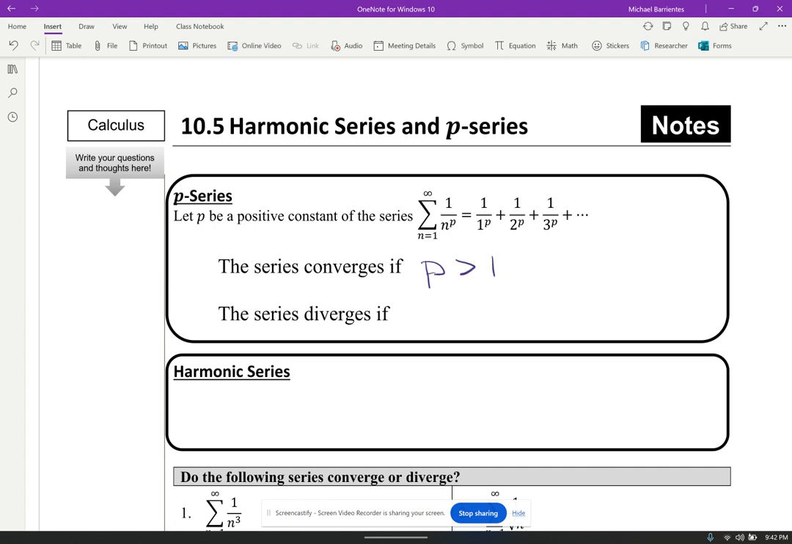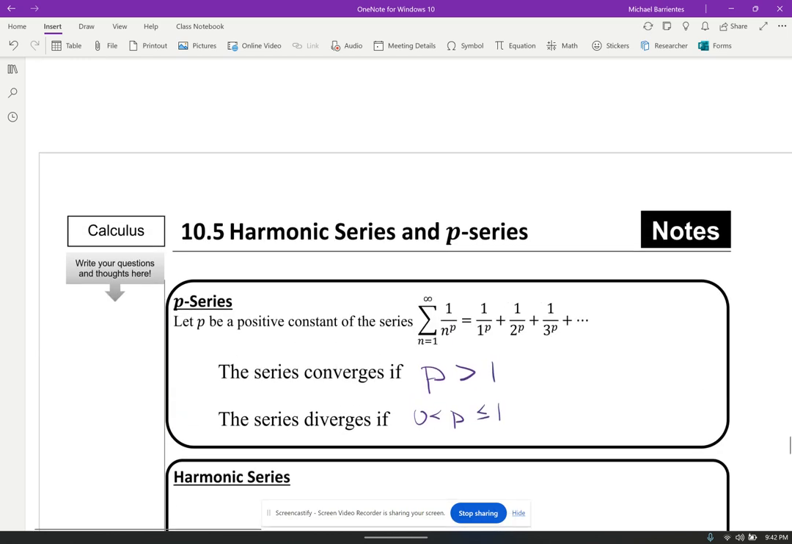Now, this is a little bit different than geometric series. Geometric series, we needed the ratio to be less than 1. But here, p series convergence will rely on the fact that the p value is bigger than 1. And it's going to diverge if p is between 0 and 1, including 1. So, why does this work? What does it mean? And what's the difference between a p series and a geometric series?